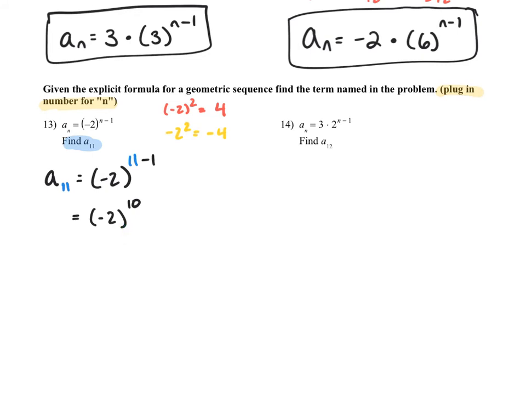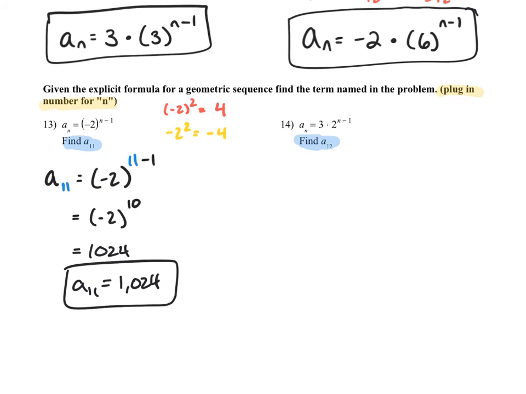Are y'all with me? Now, once you plug this in, what should you get out? 1,024. So A of 11 is 1,024. All right, now I'm going to pause this and give you a minute to work out 14. Ready, set. Okay, so after doing that, look in here.